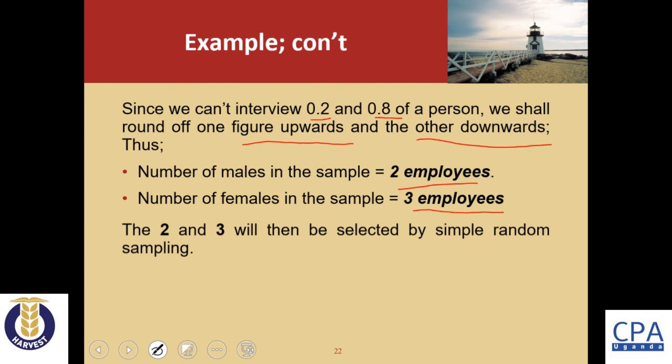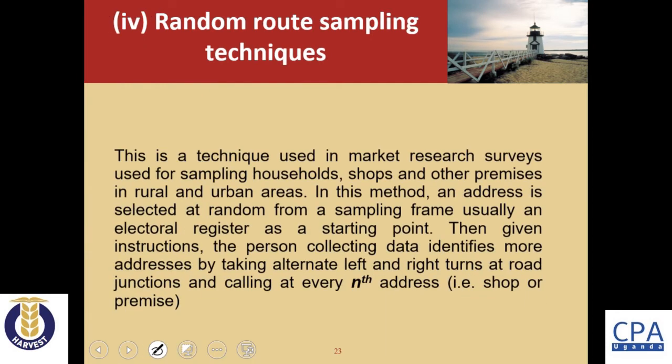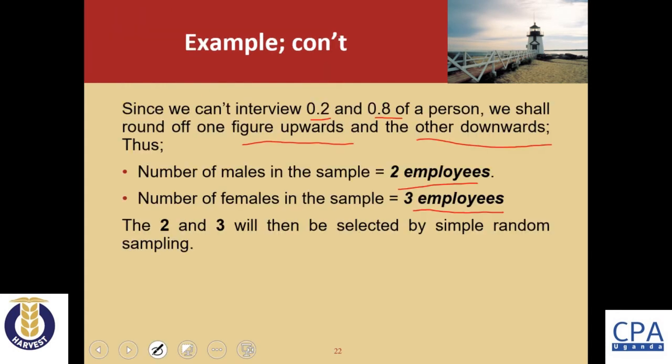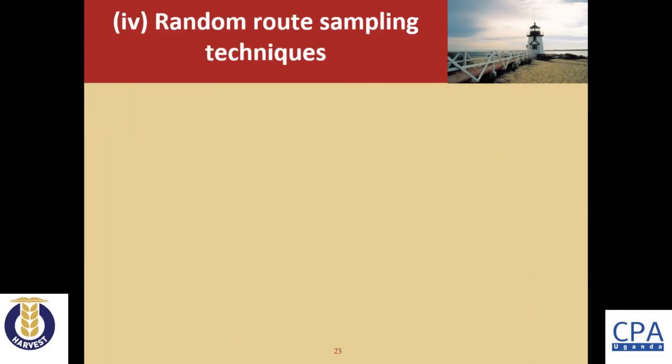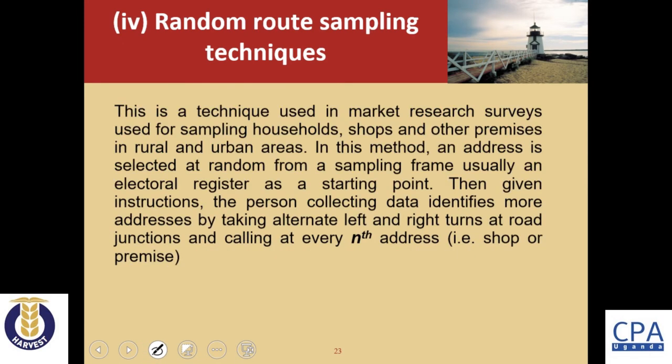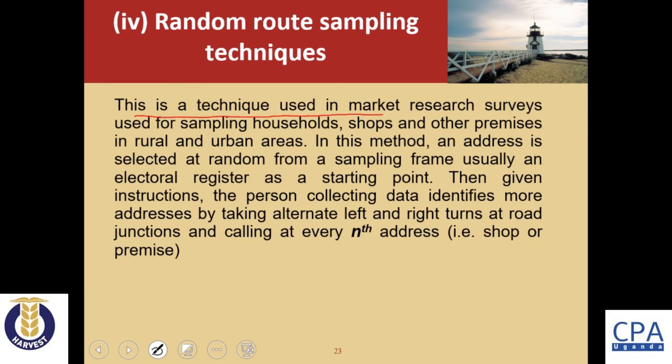And of course, you continue to read the detailed notes I've given you. And here we are saying that the 2 and the 3 will then be selected by simple random sampling or systematic random sampling. All right. Number 4, we have random root sampling technique. And we are saying this is a technique used in market research surveys, used for sampling household, shops, other premises in rural and urban areas.